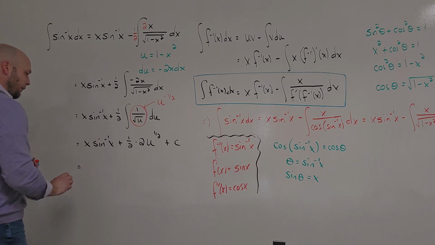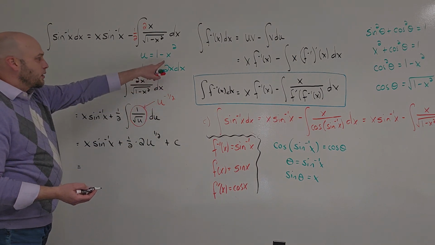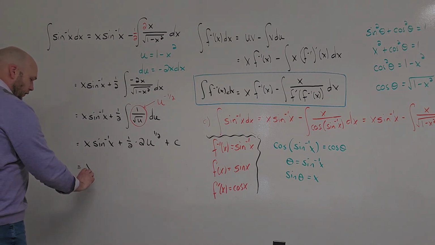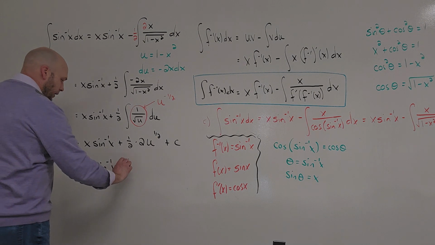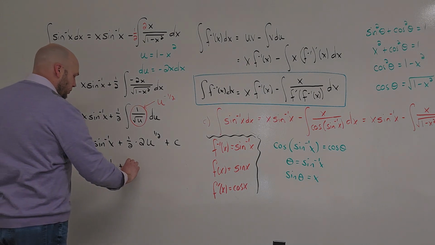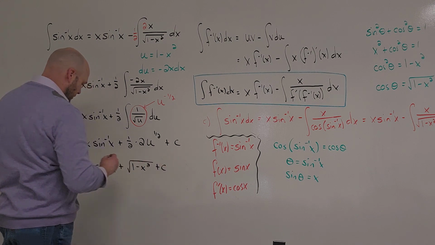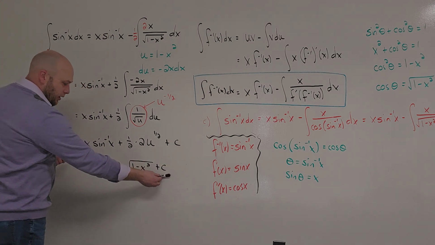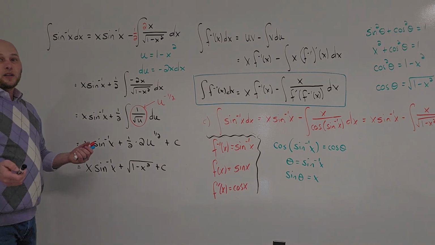And then finally, I can cancel the half and the 2, and then I'm going to replace u with the original substitution, giving me the following: x sine inverse plus the square root of 1 minus x squared, and then plus a constant c. This function right here is the antiderivative of sine inverse.